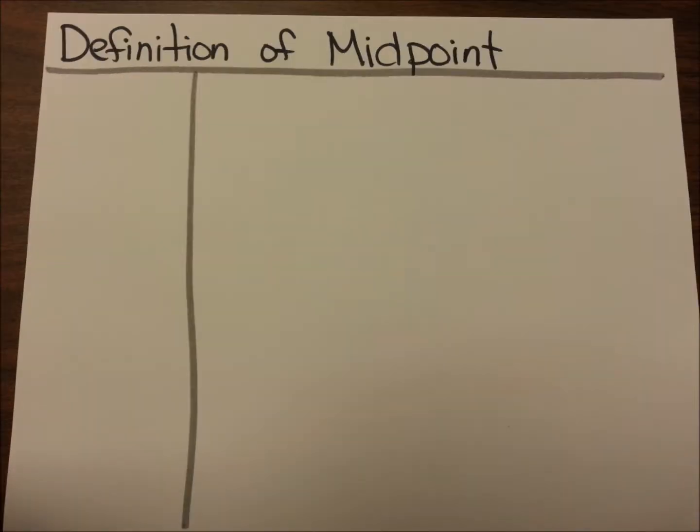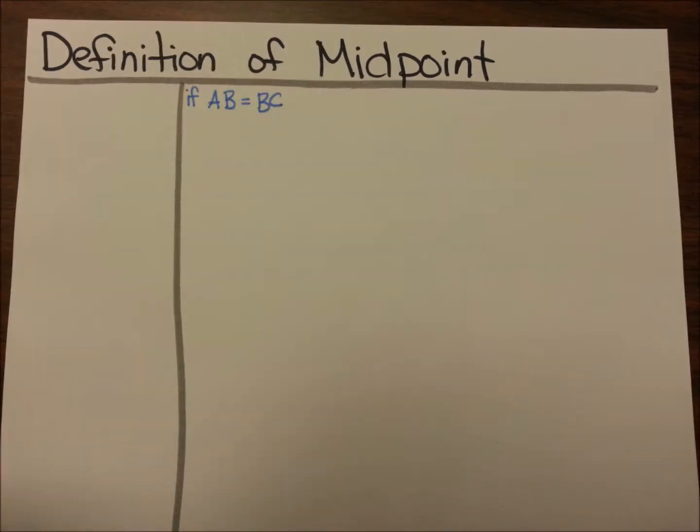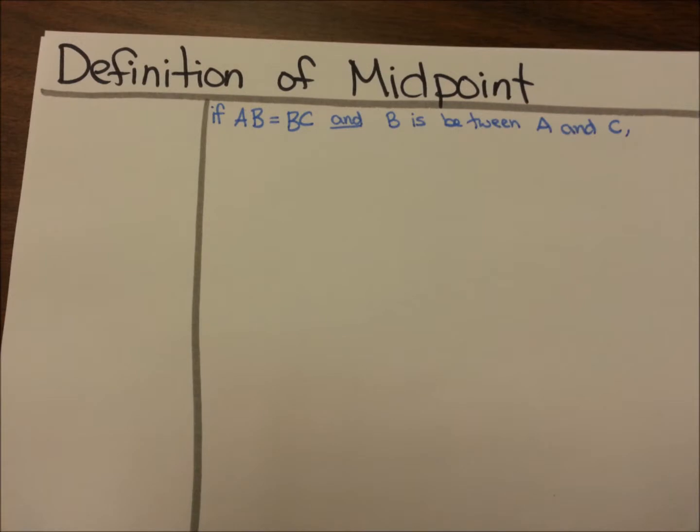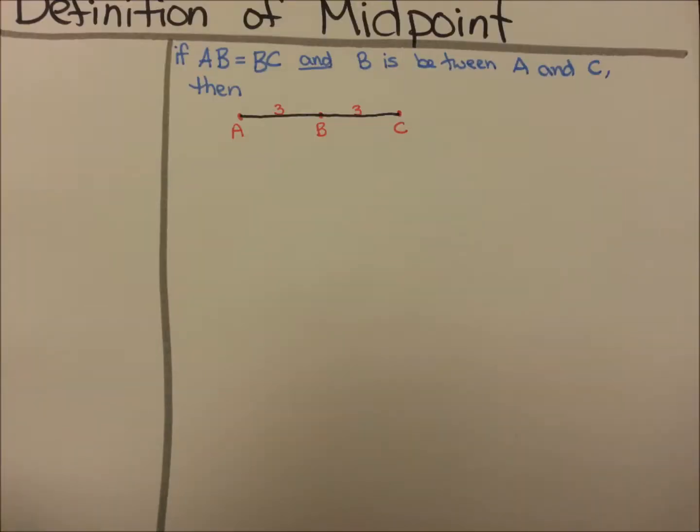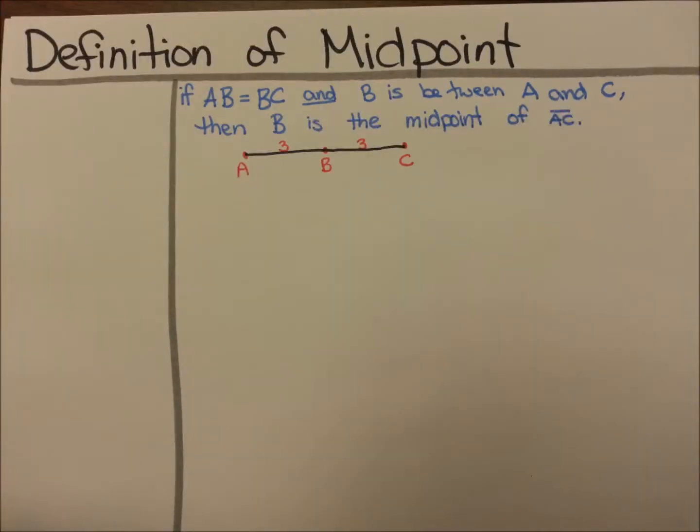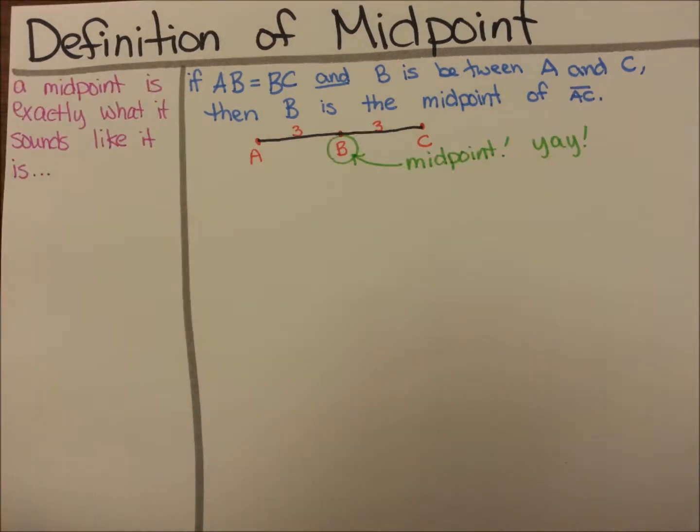Next up, our definition of midpoint. Now we're going to have three different ones here, so stay with me on this. The first one says, if the distance AB equals the distance BC, and that point B is between A and C, then B is the midpoint of line segment AC. Well, this kind of makes sense. If you have two line segments that are the same length, they're kind of stuck to each other. Well, then this point that they're stuck at has to be halfway between the two ends.